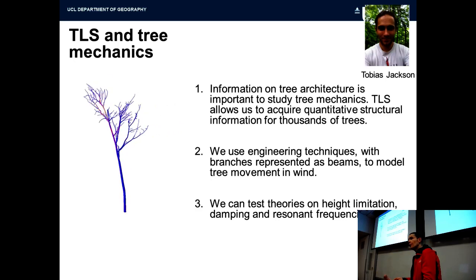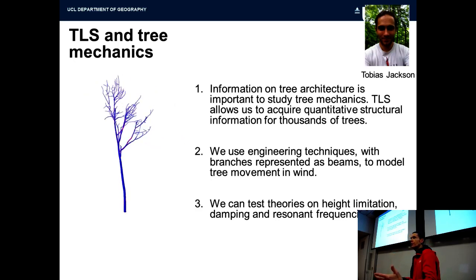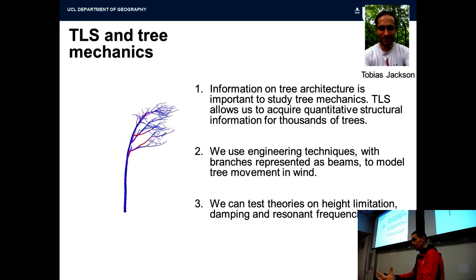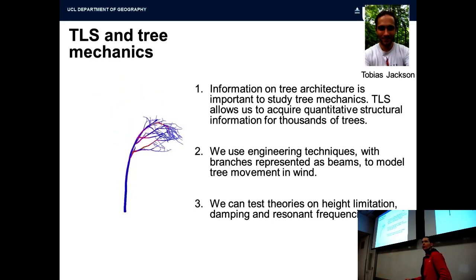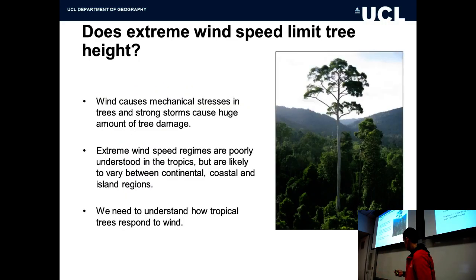Can we start to answer questions about wind limitation on height and shape and how trees organize themselves in groups responding to the environment? So wind causes a mechanical stress. We know that. We just have to look around after a storm and you see the wind damage, even here where we don't have such tall trees. It's poorly understood in the tropics, varying between continental and coastal, and on the scale of local topography, a small valley versus the top of a ridge. The wind exposure is dramatically different.